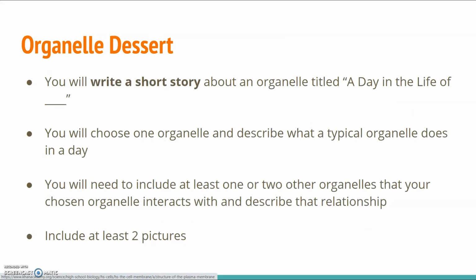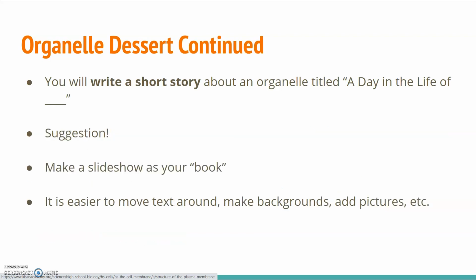Moving on to dessert. Your organelle dessert, you could write a short story about an organelle and title it Day in the Life of Blank. And that blank will be like, if you choose mitochondria, Day in the Life of the Mitochondria, or nucleus or whatever. So choose one organelle and describe what that organelle does in a typical day. You'll need to include at least 1 or 2 other organelles that your chosen organelle interacts with and describe that relationship. Include at least 2 pictures.